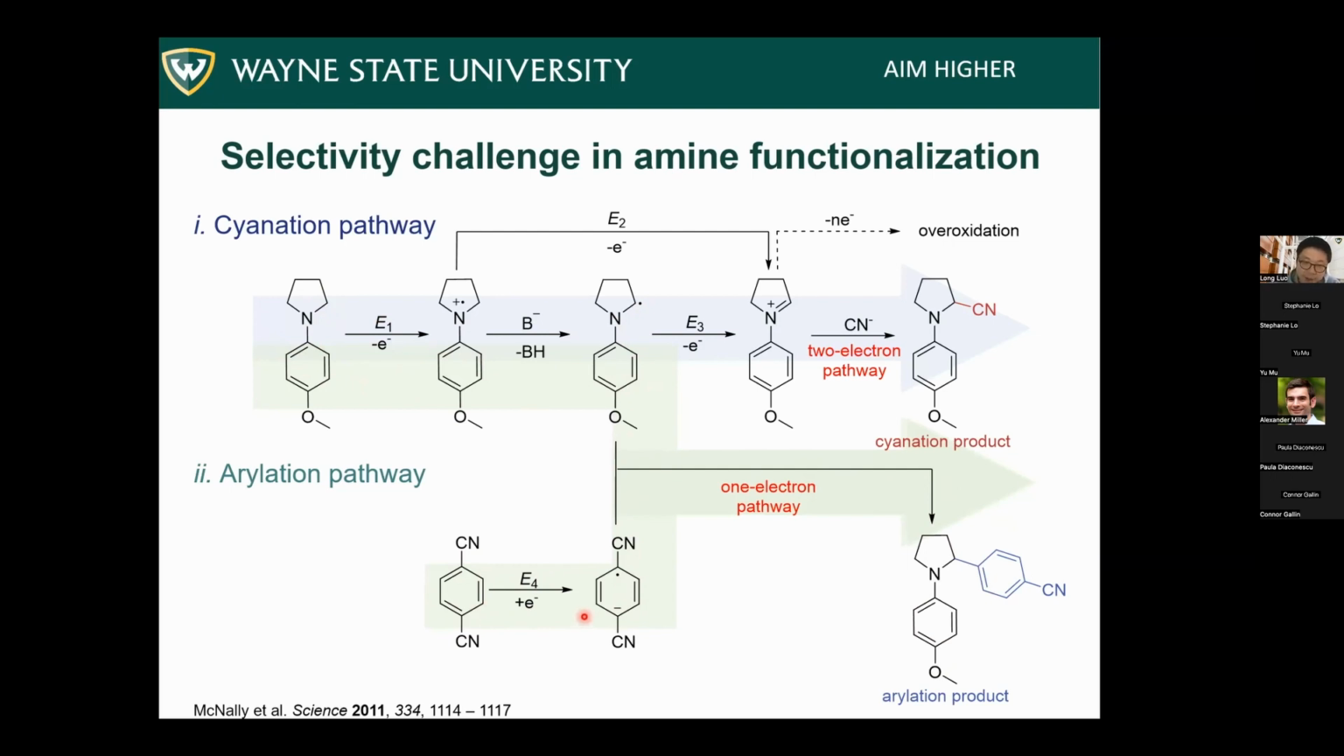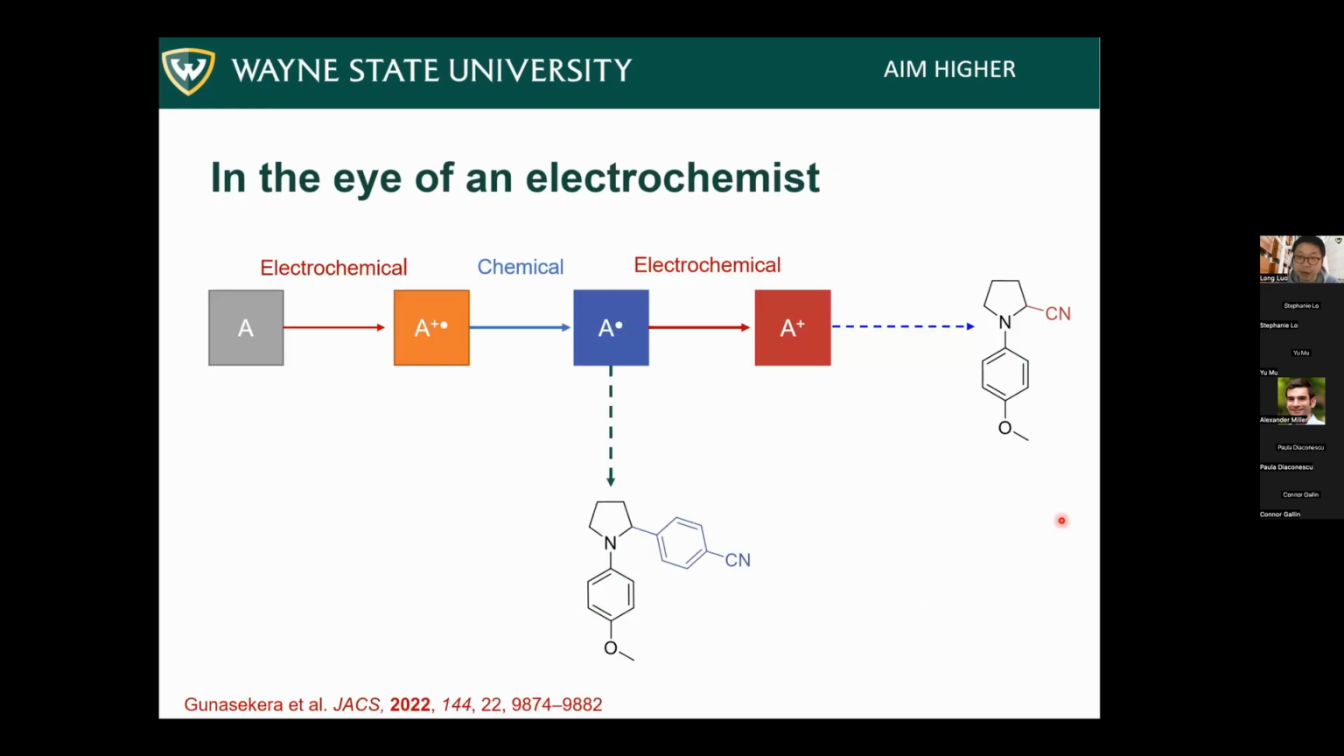But the issue here is, when you do this reaction using an electrochemical reaction setup, you're going to end up with a lot of cyanation products, because this alpha amine radical can get further oxidized to iminium, and the iminium can get nucleophilic attack and form the cyanation product. So it looks complicated, but don't worry about it. I have a simplified version for you as well.